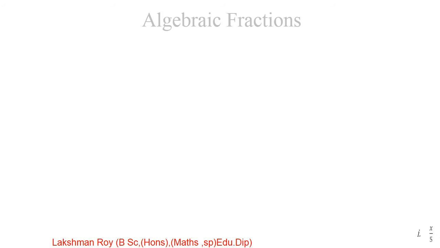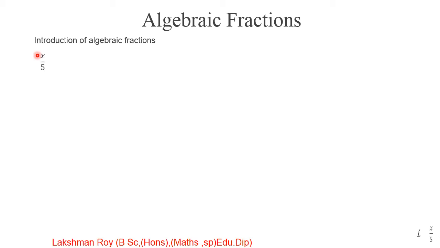In the revision of algebraic fractions lesson, students, first I'm going to explain the introduction of algebraic fractions. A fraction means a part of a whole one. That fraction has a numerator and a denominator. Here you can see this fraction: numerator x, denominator 5. In the numerator there is an unknown algebraic term. So that is an algebraic fraction. If the numerator has an algebraic term, that is an algebraic fraction.